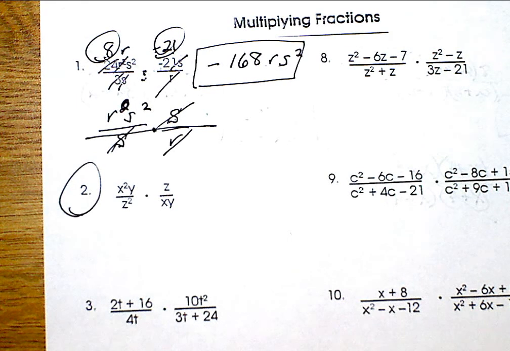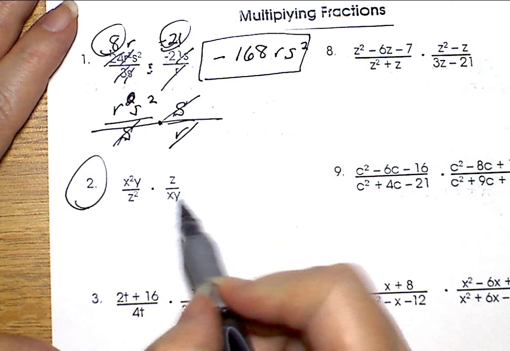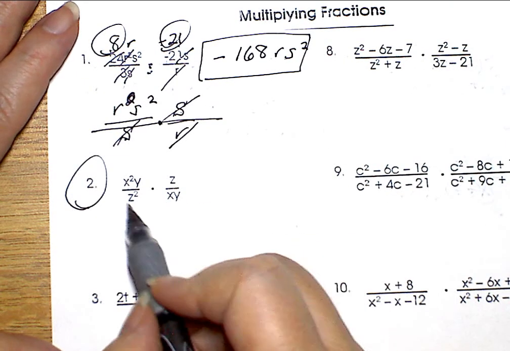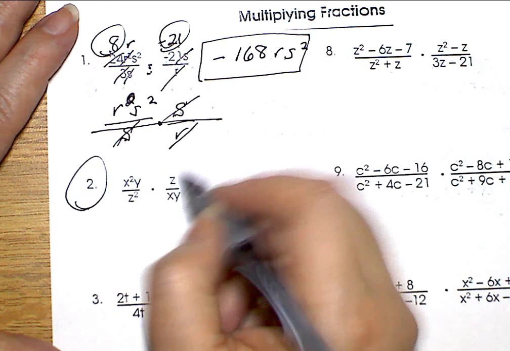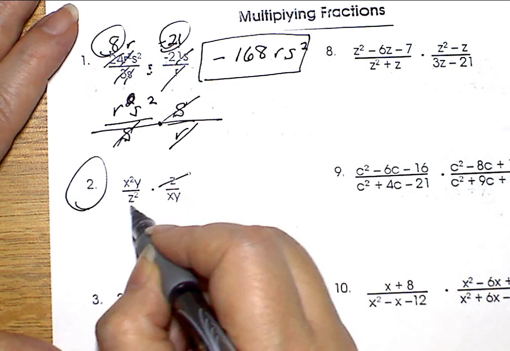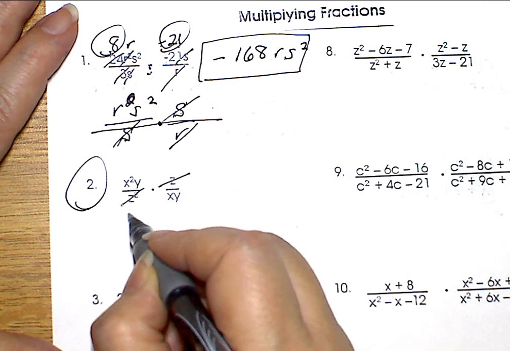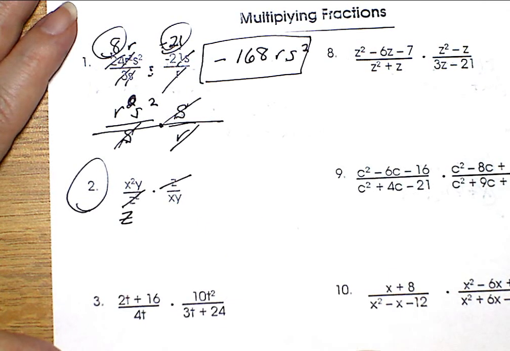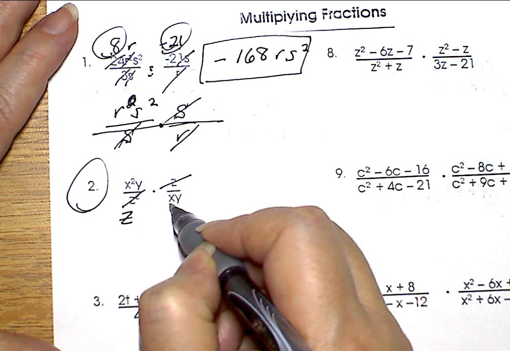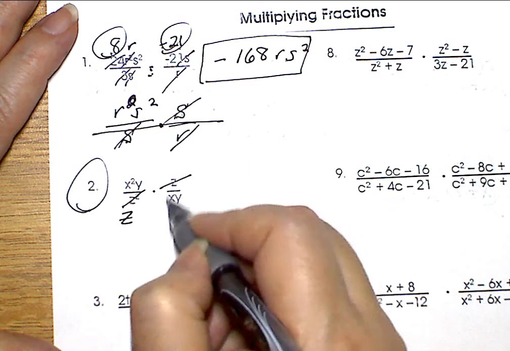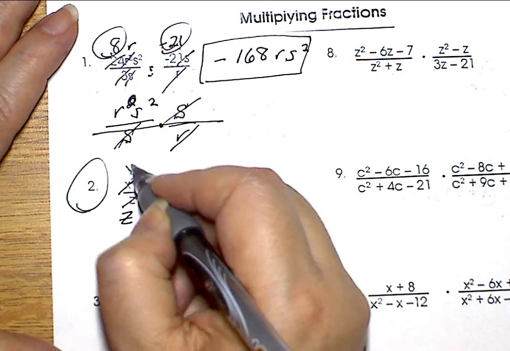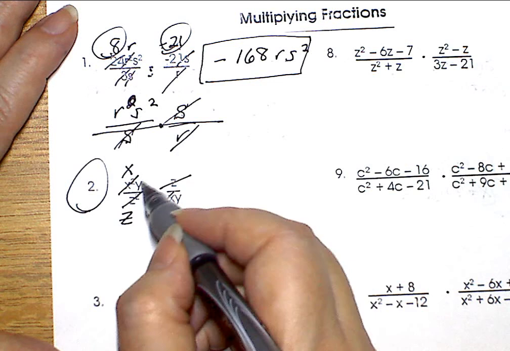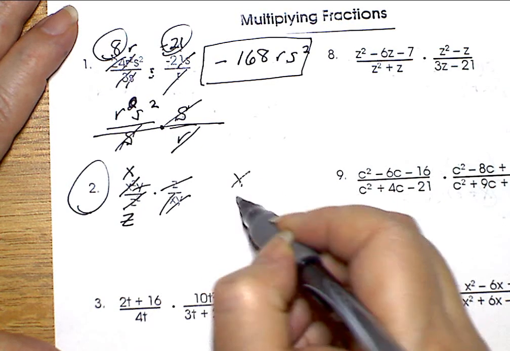Alright, number 2. It starts with our z's. We have how many z's on the top? 1. How many z's do we have on the bottom? 2. So we have 1 z left on the bottom. How many x's do we have on the bottom? 1. How many on the top? 2. So we have 1 on the top. Y's cancel out. X over z.